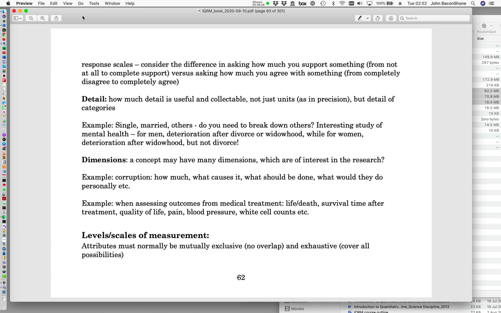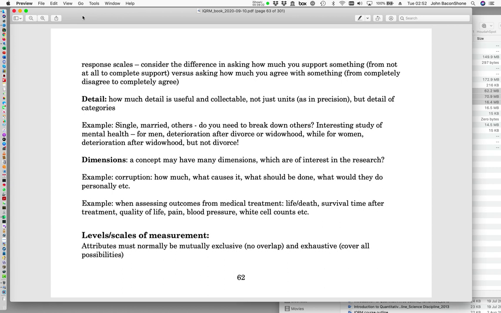Detail. So detail is a bit like precision, but it's the detail of the categories that we choose. So it's not the units, but it's the detail of the categories. So for example, marital status. The simplest version of marital status would simply be single or married, right? You're either single or you're married. Those are the two options. But you could have always single, currently married, and others. So then others would include people who were previously married but are no longer married. But that could be people who are divorced, or it could be people who are widowed.